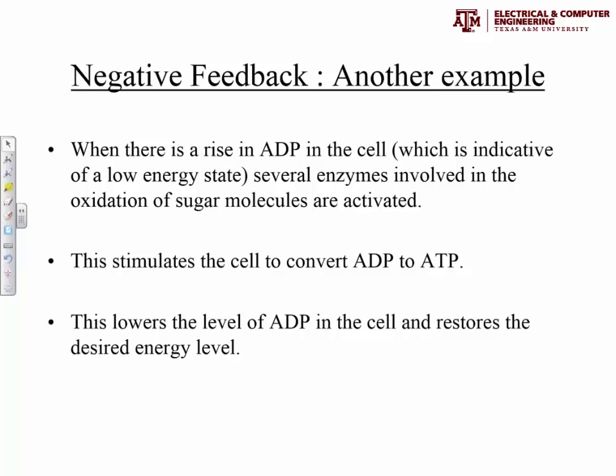So when there is a rise in ADP in the cell, which is indicative of a low energy state, or even cyclic AMP, adenosine monophosphate that I talked about, that's a signaling molecule indicating to the cell, hey, you better start firing on all cylinders. So several enzymes involved in the oxidation of sugar molecules are activated. This will stimulate the conversion of ADP to ATP, lower the level of ADP in the cell, and restore the desired energy level. So it's all like a feedback system. If you have a feedback system and something is messed up, that's when you're in trouble. Even in cancer it's the same. There is a balance, you go and mess it up, and then there is a problem.